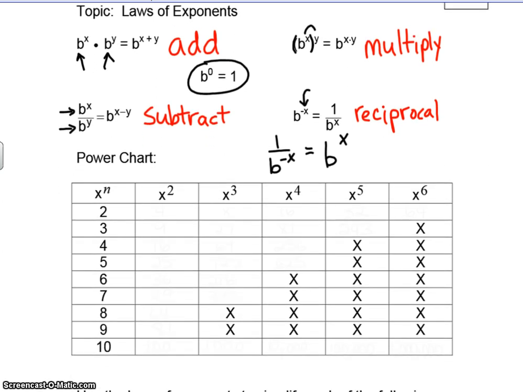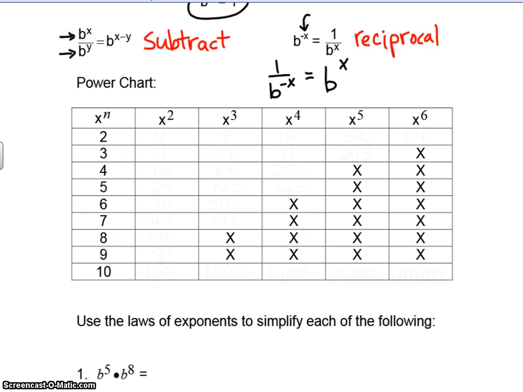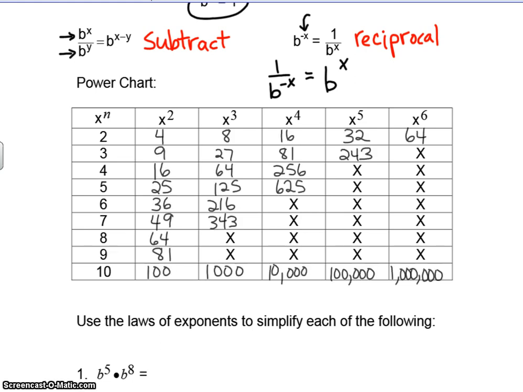All right, the power chart, this is a table of values that would be really helpful for you to memorize. So just make sure that you know that 2 squared is 4, for example. 2 cubed is 8. 2 to the 4th power is 16. 2 to the 5th power is 32. 2 to the 6th power is 64. And then the same with the others all the way up to 10. So just make sure that you memorize those.